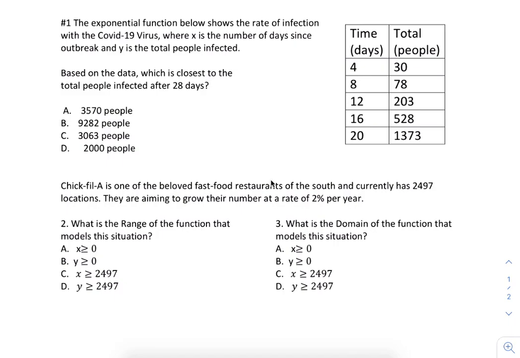Okay, cool. First question says, the exponential function below shows the rate of infection with COVID-19 virus, where the x is the number of days since the outbreak, and the y is the total people infected. Obviously, I estimated these numbers a little bit, but they're from early on when the data basically was exponential. The goal is to try and figure out what your prediction is for 28 days, okay?